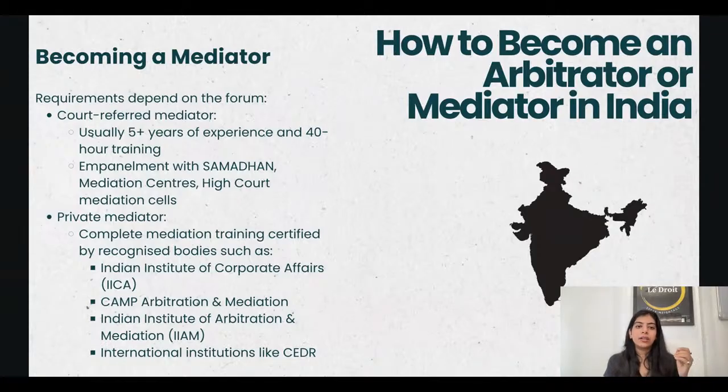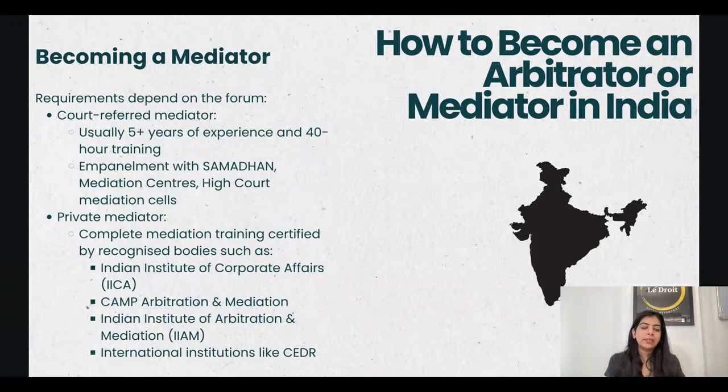So there are different empanelments nowadays, like we have Samadhan as mediation centers. In the High Court, there are several mediation centers in court as well. You can start participating over there. Then there are several private mediation institutes as well, which are upcoming. You can directly Google them.